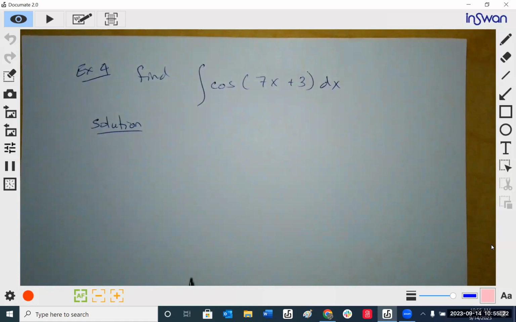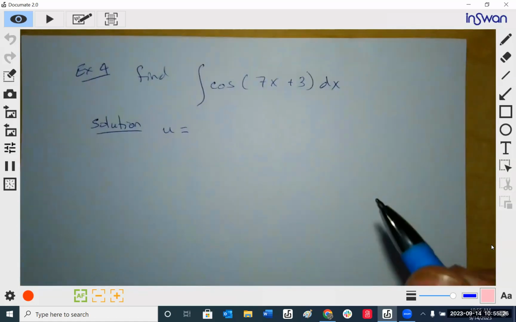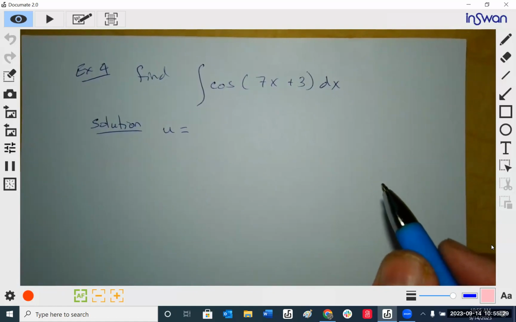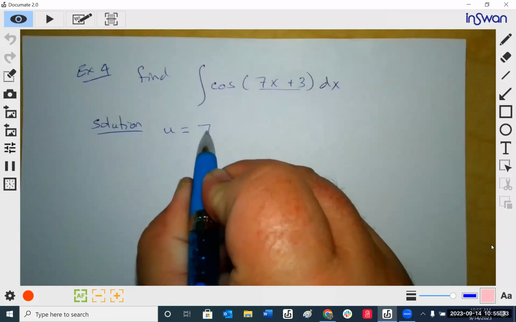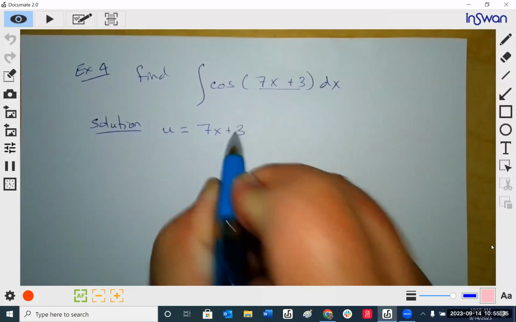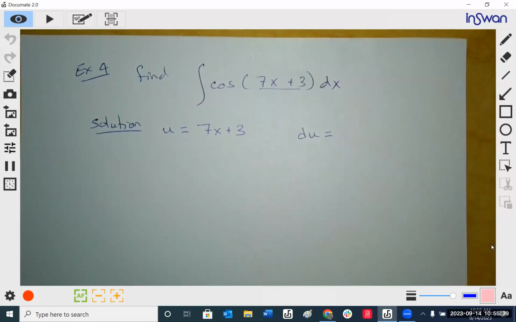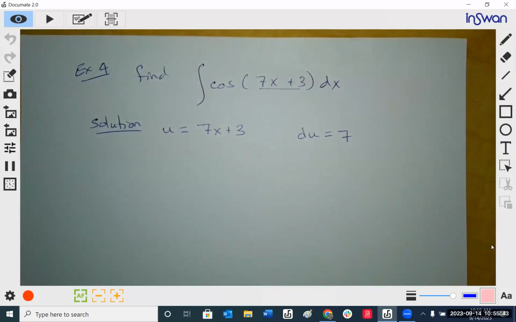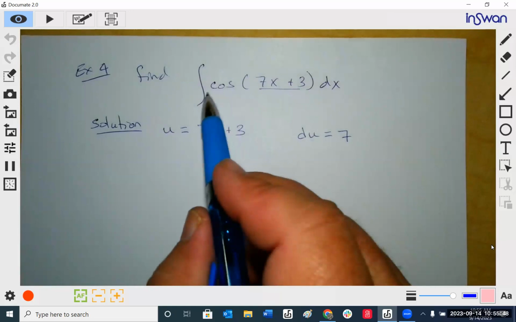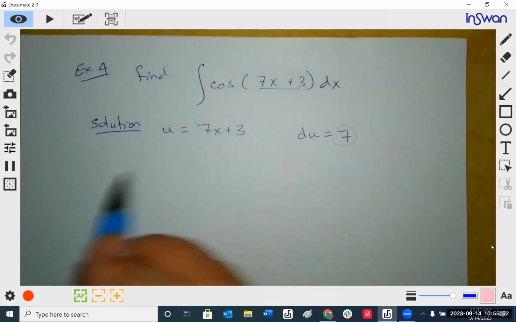So the solution. First, we have to define what is u. u is inside the function, 7x plus 3. So du is equal to 7. Do we have a 7 out in front? No, so we have to add the 7.